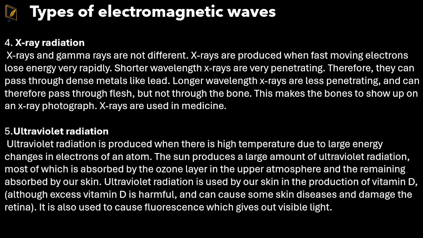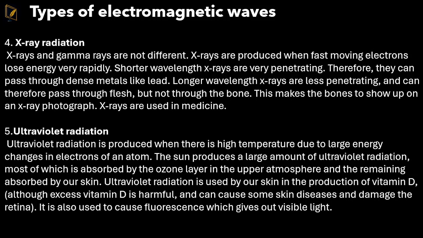Mind you, we said the radiations might interact or overlap with other radiations. Which means we can have X-rays of long wavelength and X-rays of short wavelength. So shorter wavelengths of the X-rays are very penetrating. Therefore, they can pass through dense metals like lead, which is a strong metal, right? Longer wavelength X-rays are less penetrating and can therefore pass through flesh but not through the bone. This makes the bones show up on an X-ray photograph.